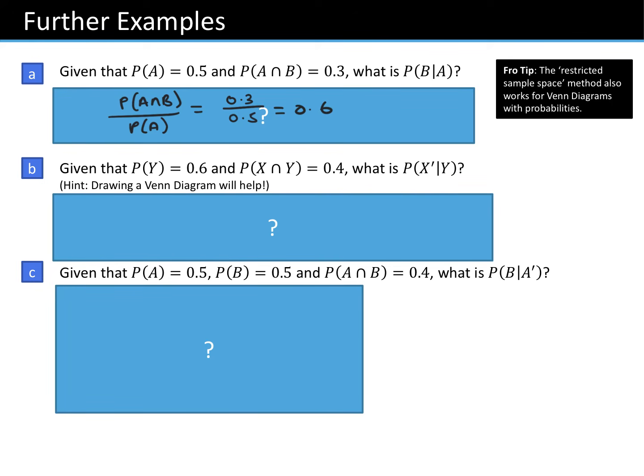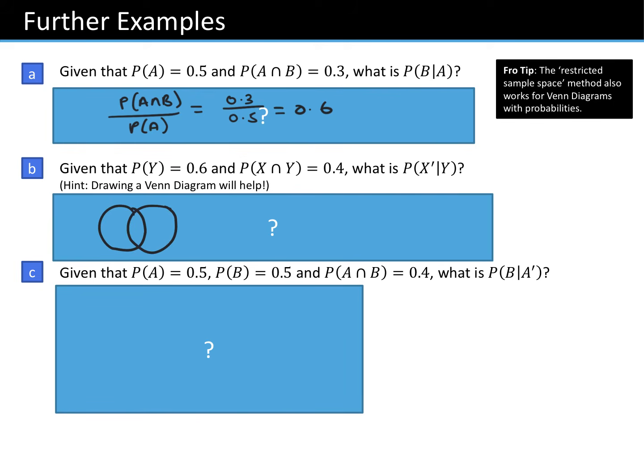For part B, it says, given that the probability of Y equals 0.6 and the probability of X intersection Y equals 0.4, what is the probability of not X given Y? So again, drawing a Venn diagram may help. I always think when in doubt, draw it out anyway.